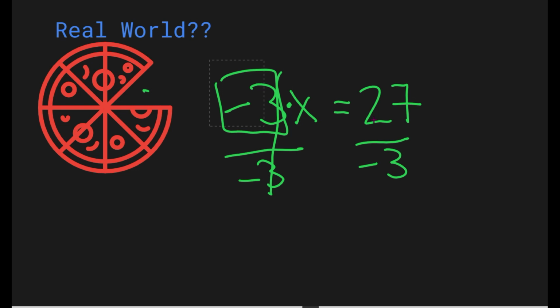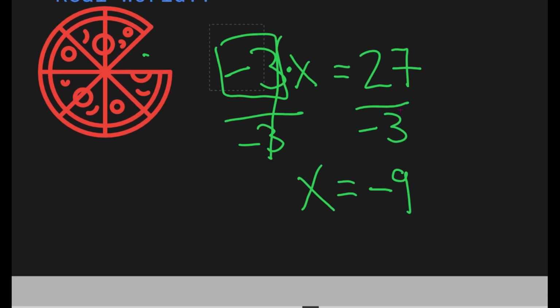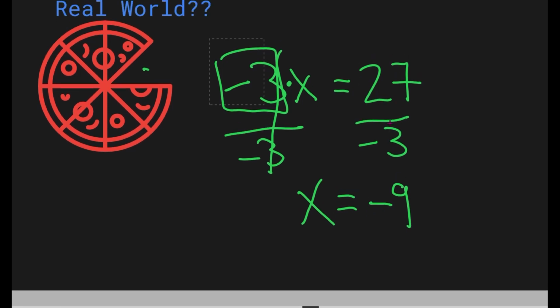All right, that's gone. I have x equals a positive divided by a negative, or a negative divided by a positive, doesn't matter. A positive divided by a negative is a negative, and 27 divided by 3 is 9. Would -9 times -3 be positive 27? Yes, because a negative times a negative is a positive. Wowzers. Let me try to sneak in one more problem.